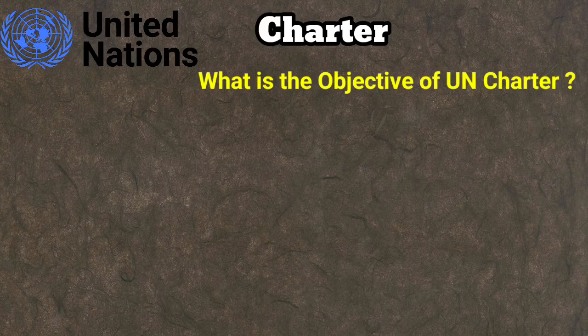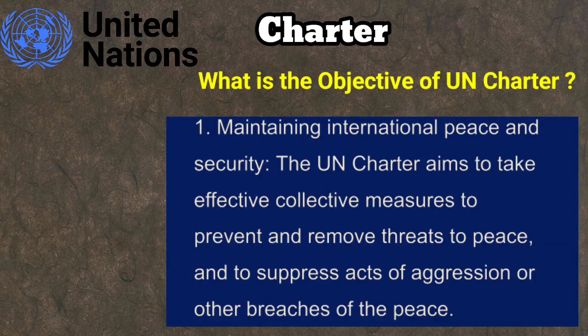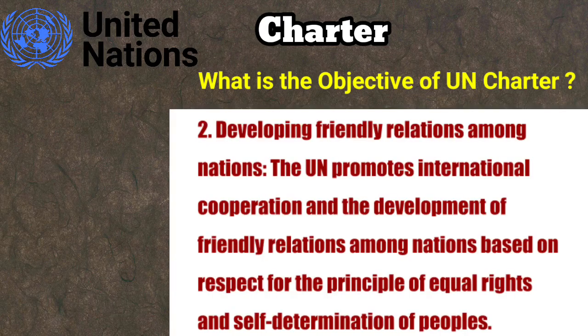What is the objective of UN Charter? The main objectives of the United Nations Charter are: 1. Maintaining international peace and security. The UN Charter aims to take effective collective measures to prevent and remove threats to peace, and to suppress acts of aggression or other breaches of the peace.